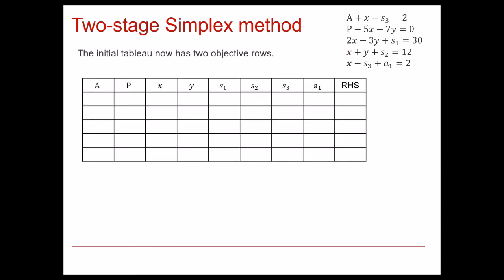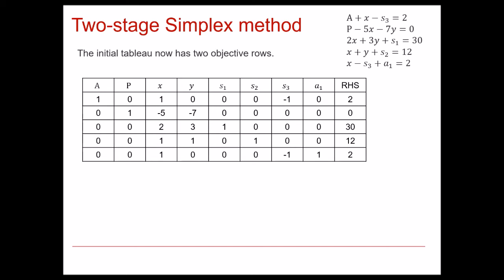But because we've got two objective functions, we've got two objective rows, and obviously two columns corresponding to objective functions. So there's quite a lot of information to put into this tableau now. And notice, because we've got this artificial a1, we've got a column for that as well. We saw in the previous video how to transfer these coefficients into the tableau. Once we've done all that, it will look like this.